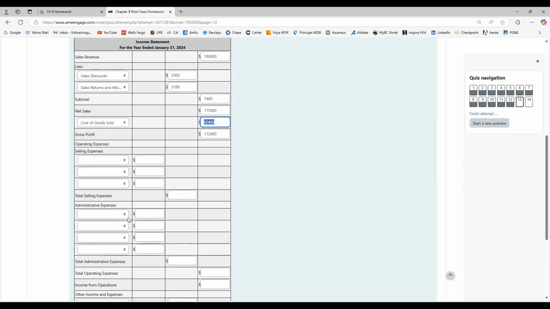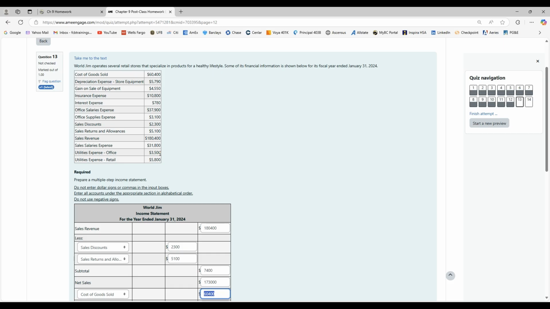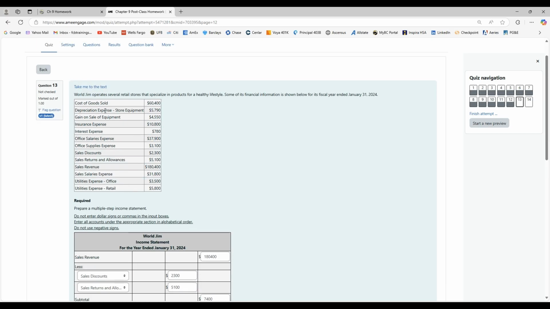And then we'll break out selling and administrative again. And we're doing alphabetical order this time, so that's fine. Store equipment, now we know, that's one of the expenses for selling. This gain on sale of equipment is going to go down with other. So office salaries and office supplies are going to be administrative expenses. Sales salary and utilities expense. So there are three selling expenses. So depreciation expense will be first.